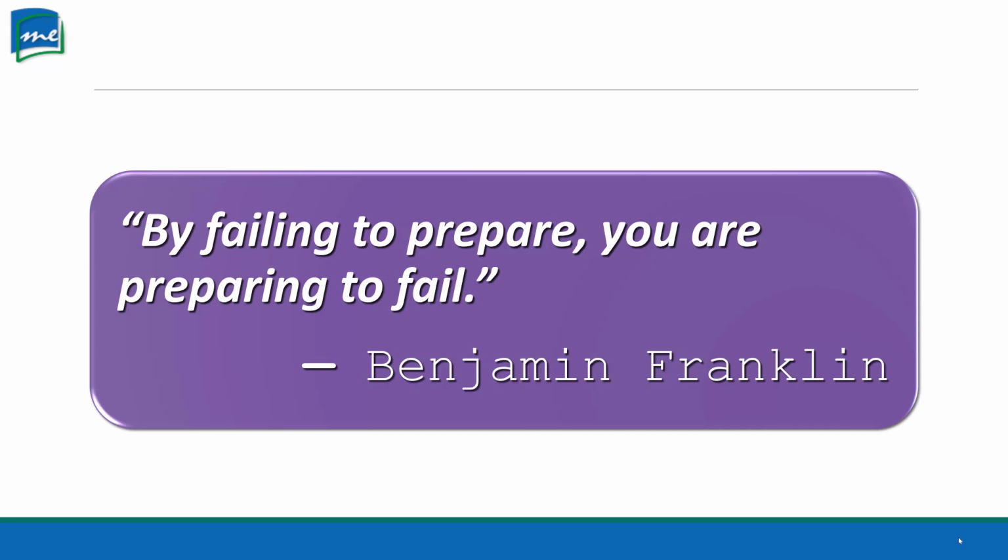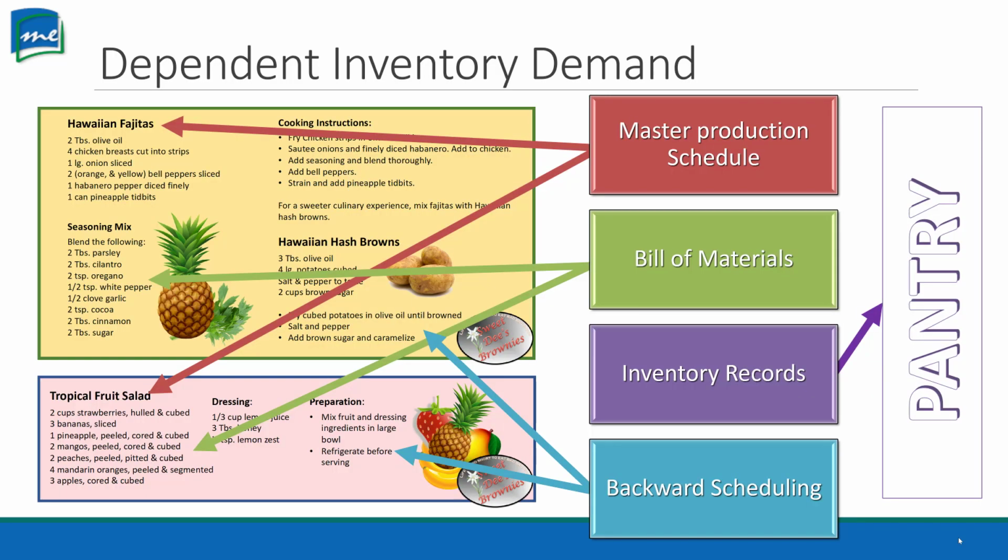So let's look at dependent inventory demand. Let's use a recipe. Here we have a master production schedule. We have Hawaiian fajitas or tropical fruit salad. Some of you guys might have tried these, others maybe not. But that would be our master production schedule. We're going to produce 500 fajitas, or we're going to produce 10,000 tropical fruit salads. That is the master production schedule.